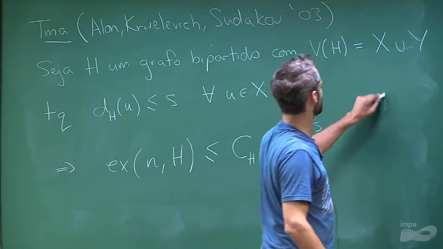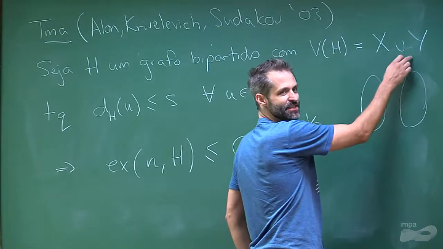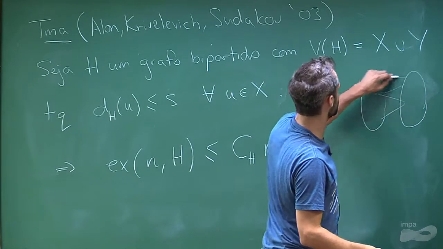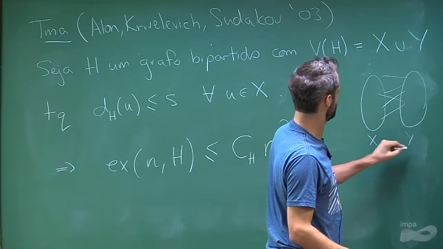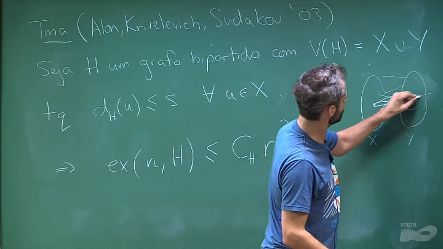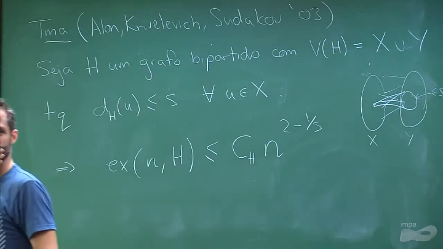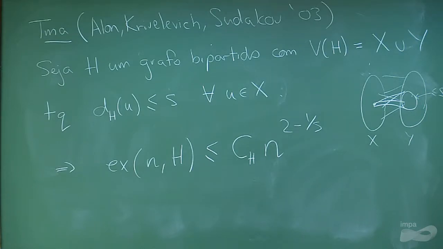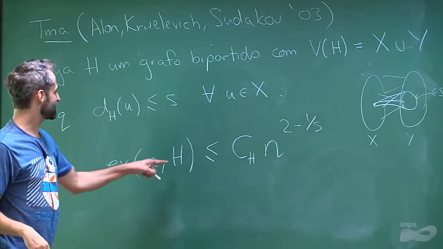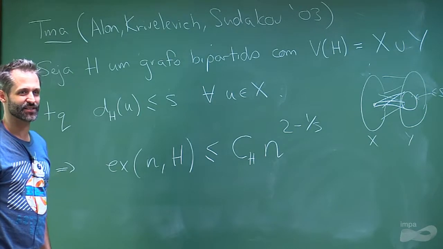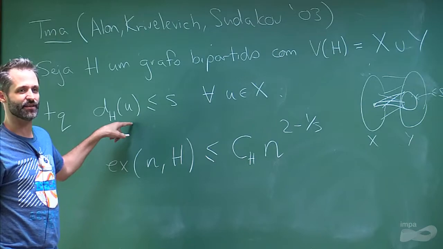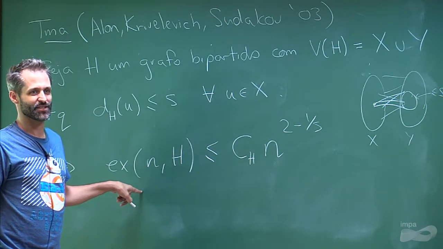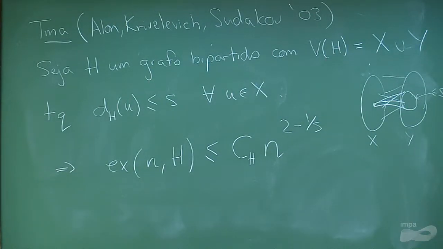No, it's bipartite. Sorry. So when I say it's bipartite and write this, I mean this is the bipartition. So all edges go between X and Y, and every vertex in X has degree at most S. Oh, sorry. Right, so that's a special case of this. So in particular, K_{s,t} satisfies this property, and therefore this holds. So this generalizes that theorem. This holds not only for K_{s,t}, but for any bipartite graph with this property.